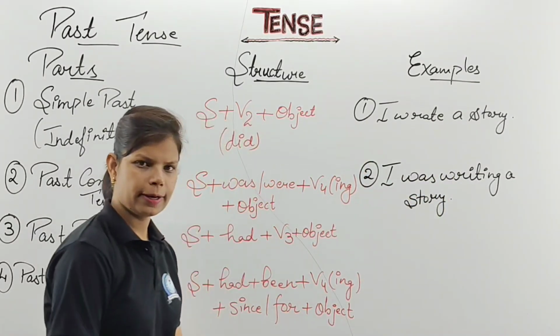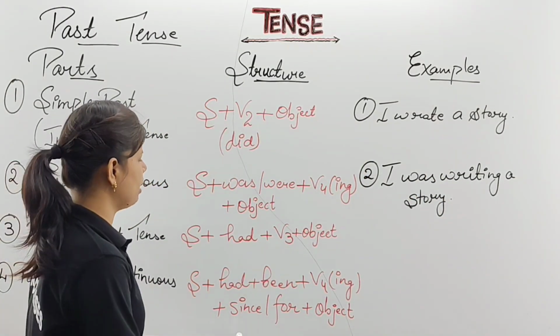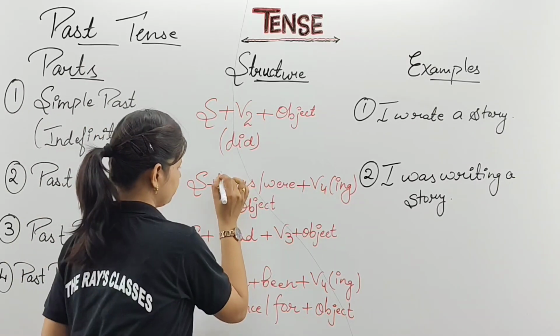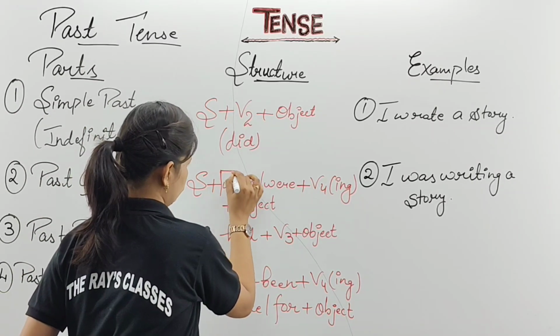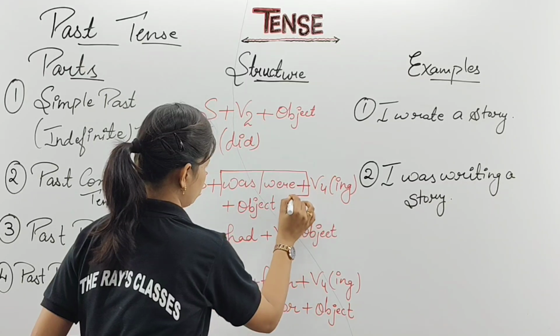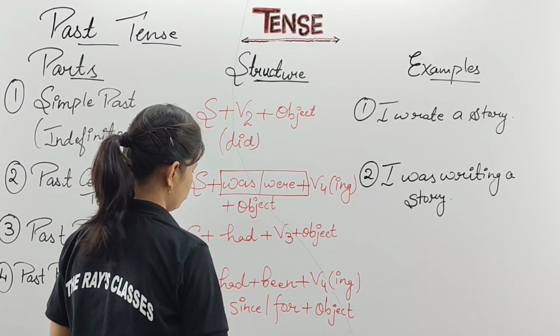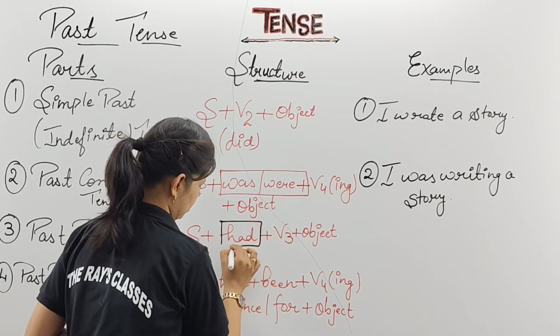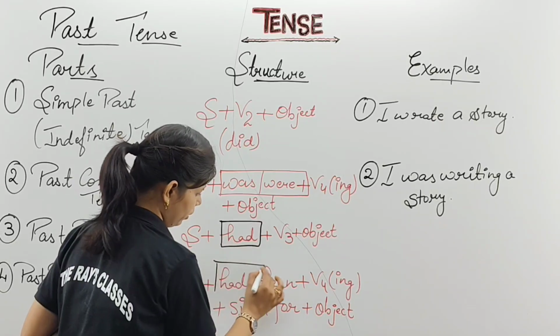Sentence is almost done. Clear, no children? Here we are using the helping verb as in what? I can highlight with this also. Here we are using was, were. And here we are using what? Had. Here we are using had along with been.